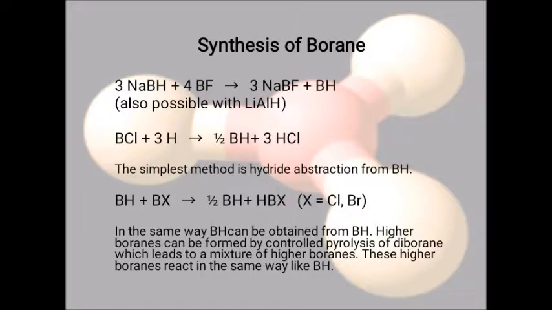Synthesis of boron hydride. Boron hydride can be prepared from the reaction of metal hydride with diborane or boron trihalide. Diborane can be obtained from sodium borohydride and boron trifluoride, from lithium aluminum hydride and boron trichloride, or with reduction of boron trihalide with hydrogen. The equation shows formation of diborane, and in the same way B5H11 can be obtained from B4H9-. Higher boranes can be formed by controlled pyrolysis of diborane, which leads to a mixture of higher boranes. These higher boranes react in the same way as diborane.